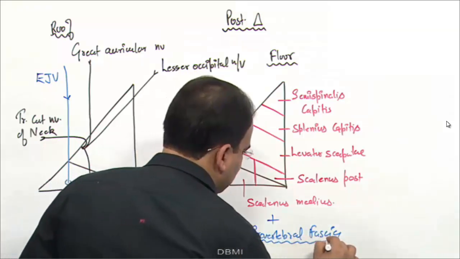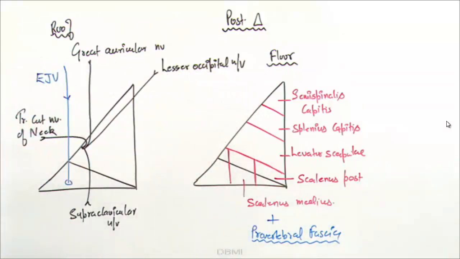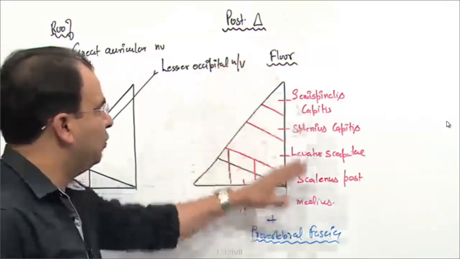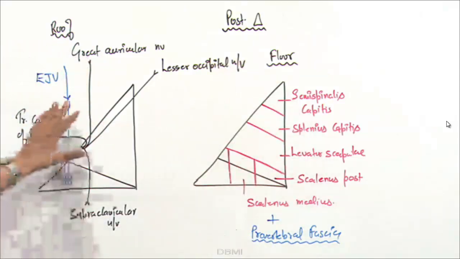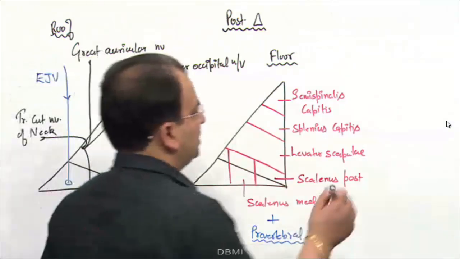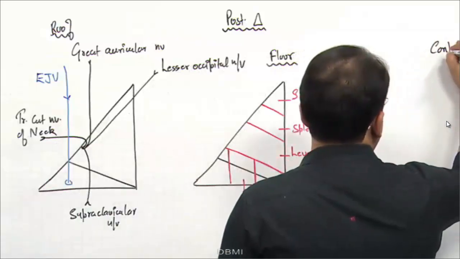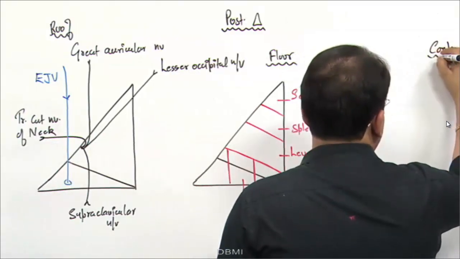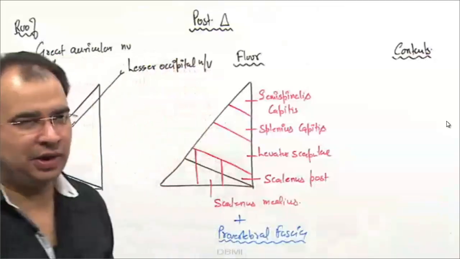Plus prevertebral fascia, the modification of deep cervical fascia which covers all the prevertebral muscles. So that is about the floor of posterior triangle. That was the roof. This is posterior triangle, floor, and finally contents. We just need to look at the important contents of the posterior triangle.